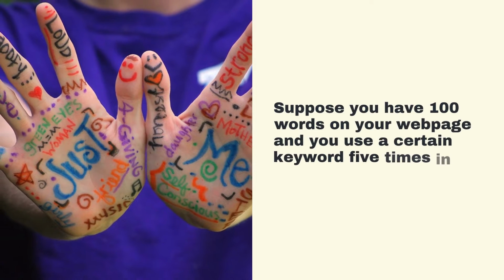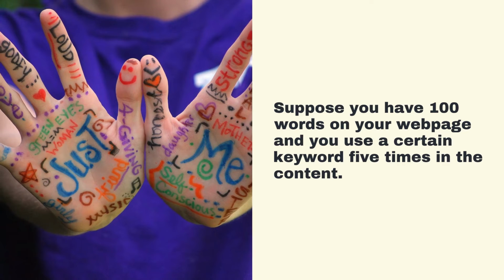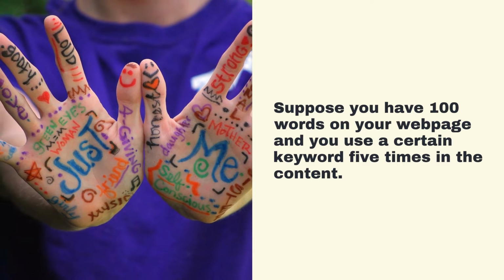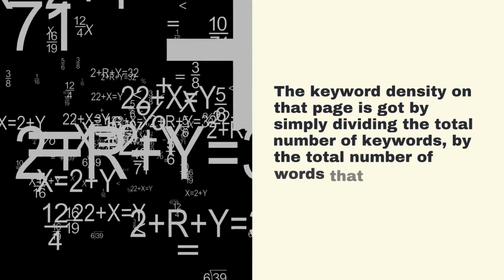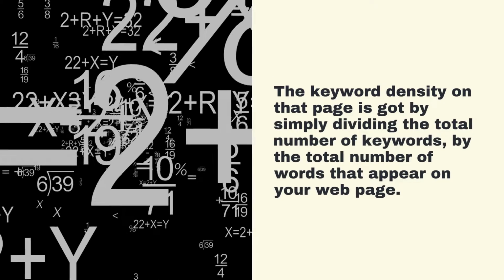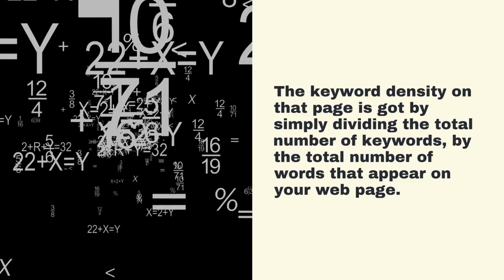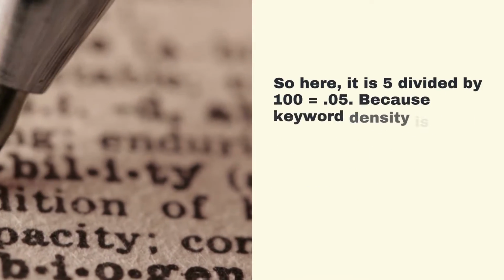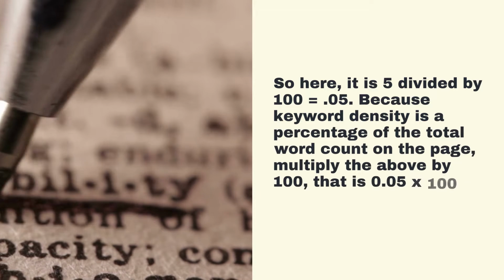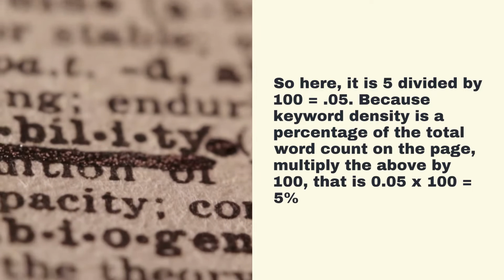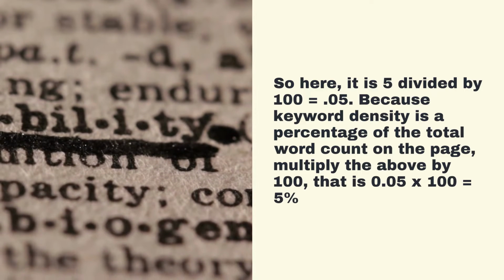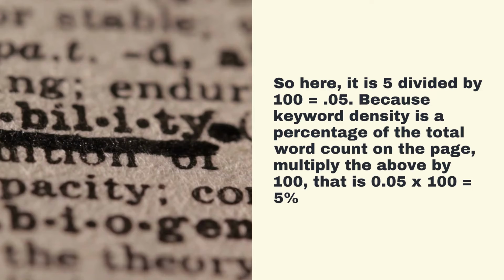Suppose you have 100 words on your web page, and you use a certain keyword 5 times in the content. The keyword density on that page is got by simply dividing the total number of keywords by the total number of words that appear on your web page. So here it is 5 divided by 100 equals 0.05. Because keyword density is a percentage of the total word count on the page, multiply the above by 100. That is 0.05 x 100 equals 5%.